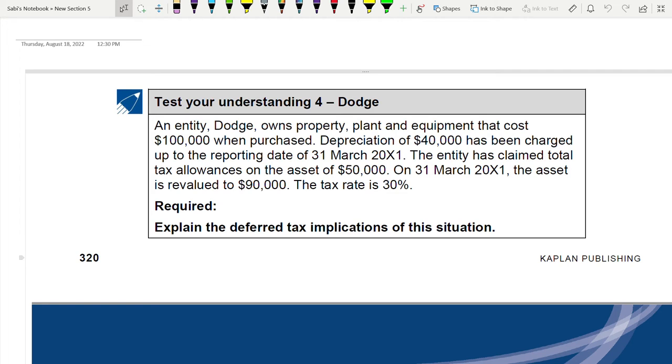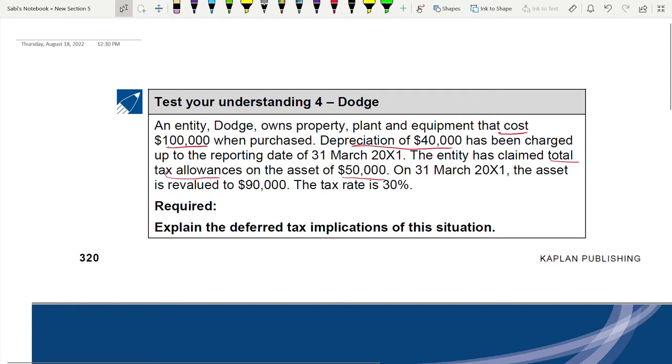Test your understanding 4. Here we are going to do a question on revaluation. An entity Dodge owns property, plant and equipment at a cost of 100,000 when purchased. Depreciation is 40,000. The entity has claimed a total tax allowance of 50,000, and on 31st March the asset is revalued to 90,000. When it says revalued, remember, it could be revalued down or revalued up. And the tax rate is 30%. Now explain the deferred tax implications of this situation.